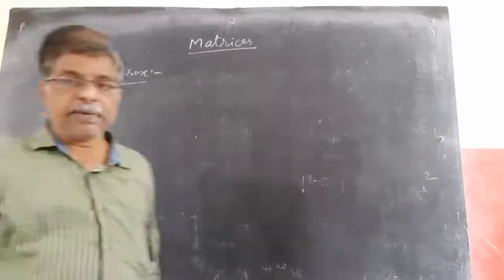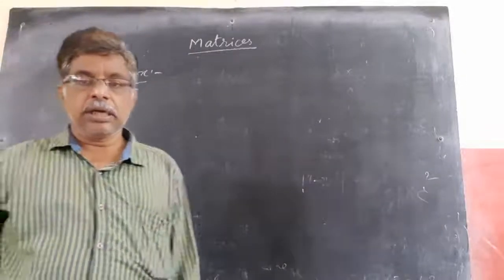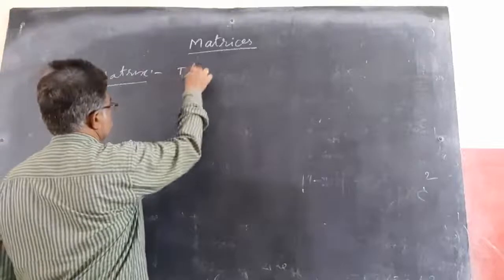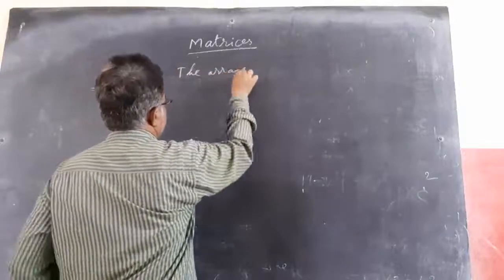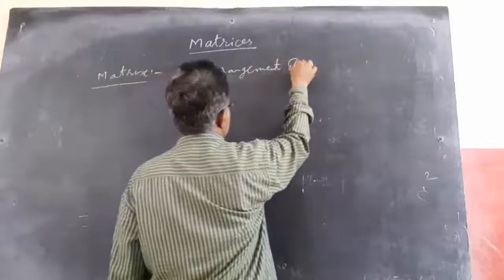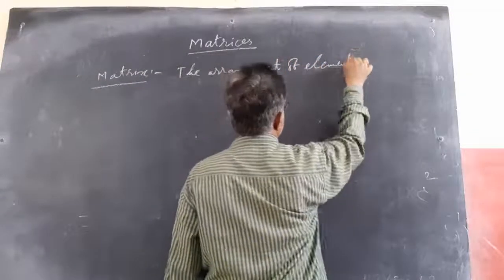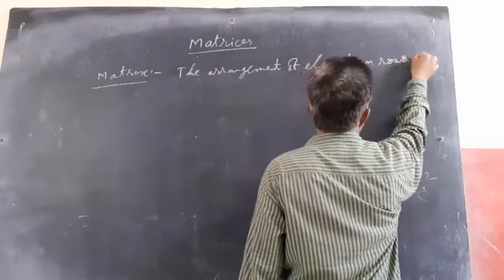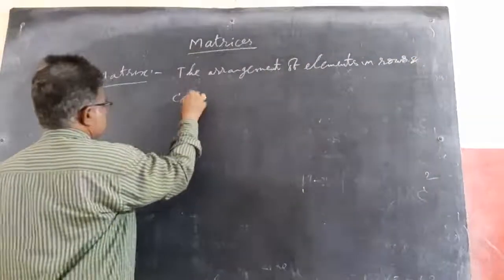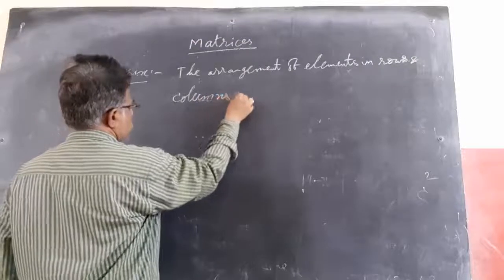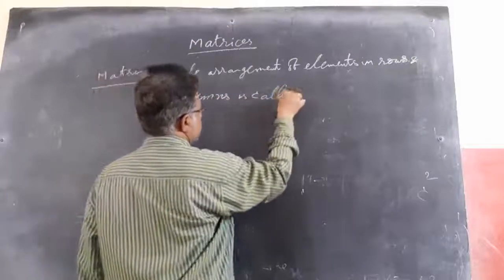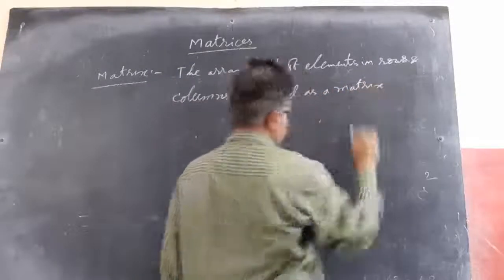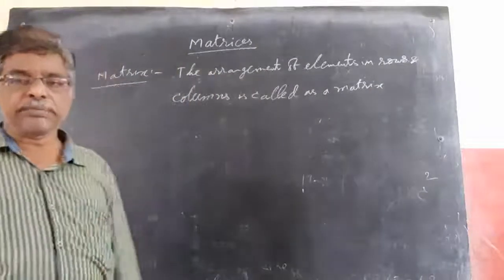The arrangement of elements in rows and columns is called a matrix.